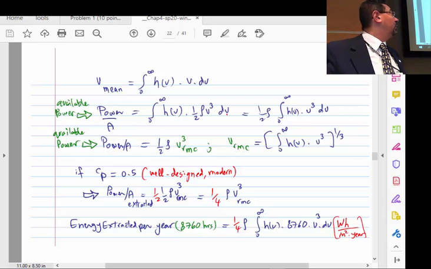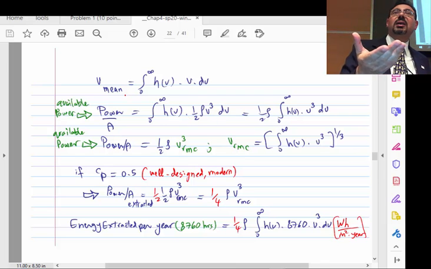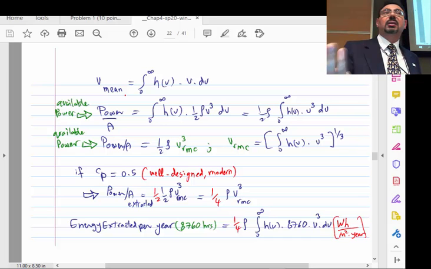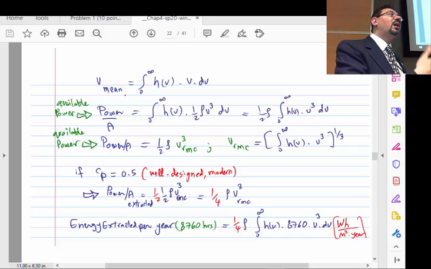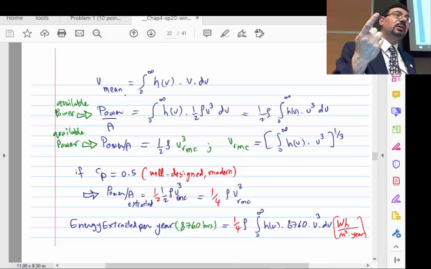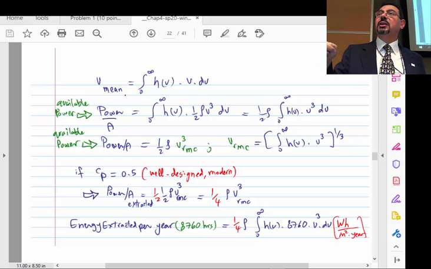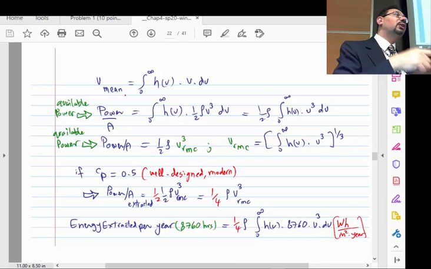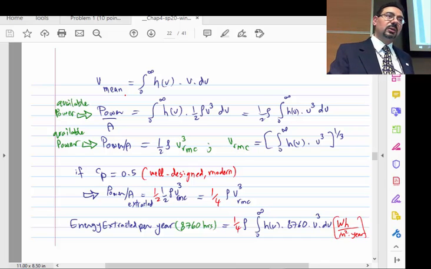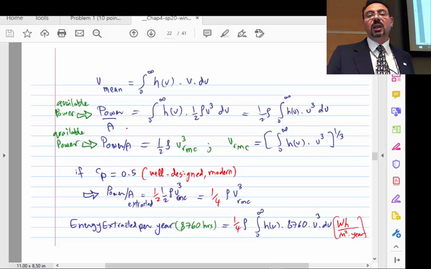No, the good question would be, why do you even do this? Didn't you just get your V mean? If you have V mean, why don't you just multiply half rho A V mean cubed and get the average power? And here is what's weird. The average of V cubed is not the cube of V average. The average of V squared is not the square of V average, okay?